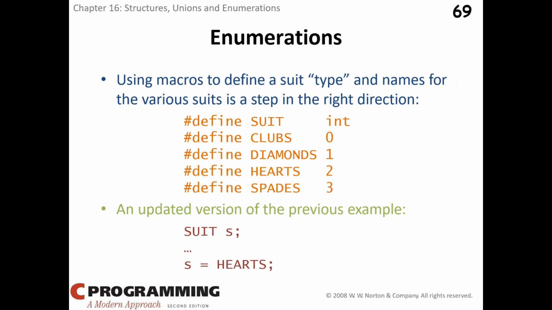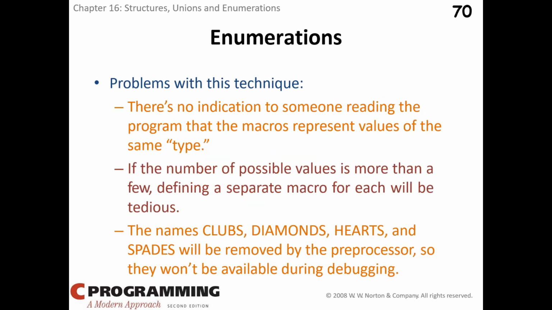So here we have another approach where we use macros to define a suit type, and for every macro's name we have an integer value that corresponds to each type of card. And at the bottom of our slide here we have an updated version of our previous example. So in the example in our previous slide, we used macros. While this approach works, it has its own drawbacks.